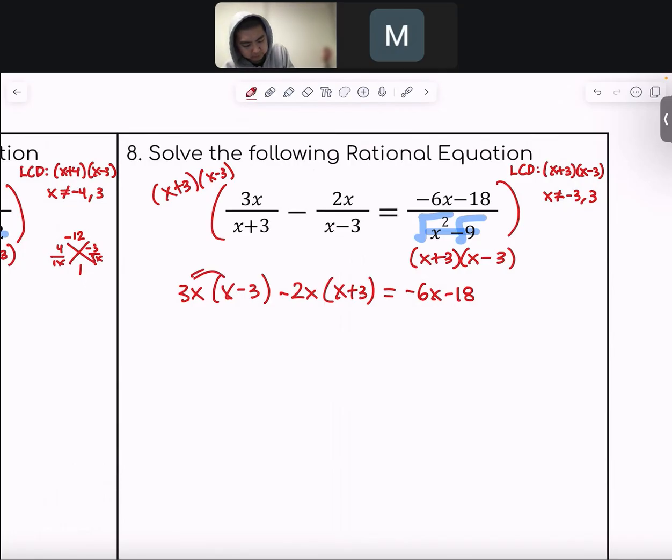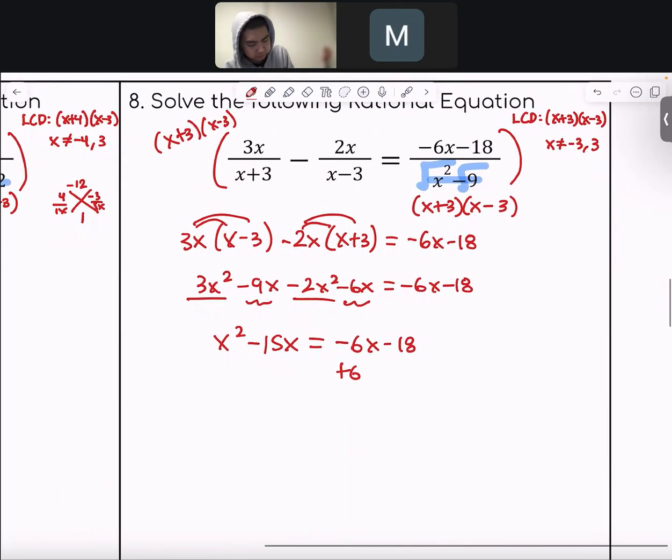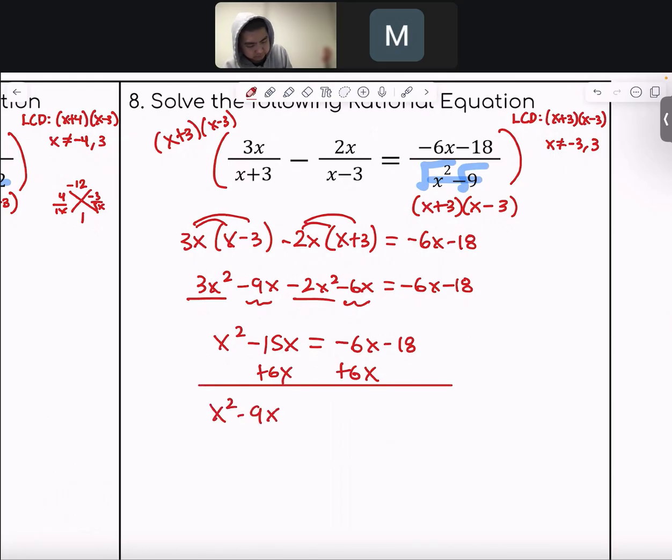Okay, so this is where you do your distribution. 3x squared minus 9x minus 2x squared minus 6x equals negative 6x minus 18. Combine these, so x squared minus 15x equals negative 6x minus 18. Because we're dealing with quadratics, you need to set the equation equal to 0. So add 6x to both sides and add 18 to both sides. So x squared minus 9x plus 18 equals 0.